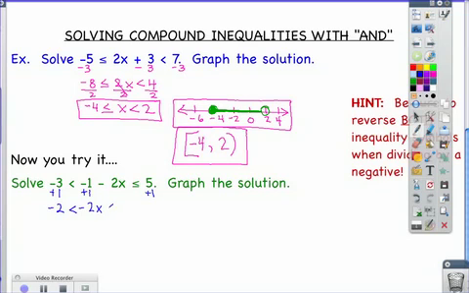Now I can draw my number line. We're including negative 3. We're not including 1. And we're shading in between. For interval notation, we're going from negative 3, which is included, to 1, which is not.